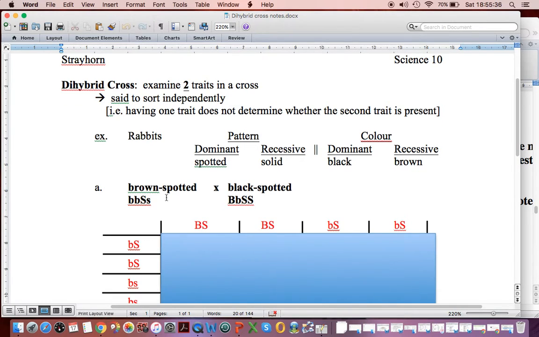And we say, well, what's going on here? Well, brown is recessive, so we have two little b's. And then we are told it happens to be spotted, and we're told it happens to be capital S, little s. This has to be given to us. If it's spotted, we don't know if it's homozygous or heterozygous. So I'm telling you it's heterozygous. Same thing here, I'm telling you the black is heterozygous and that the spotted is homozygous.